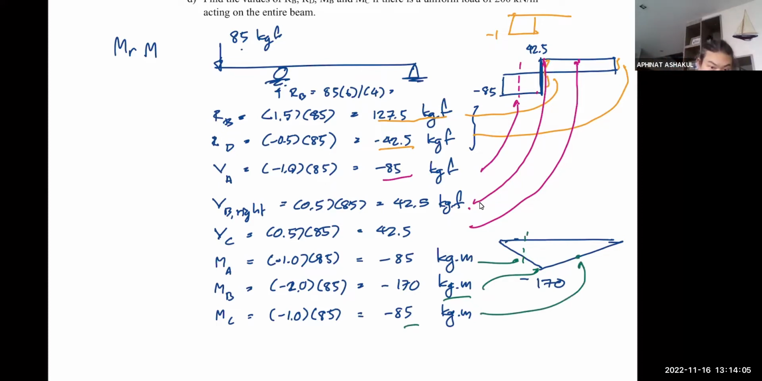See, it matches. But let's say if you have so many loads and it moves around, instead of having to go back and create the shear force diagram and bending moment diagram for each case, we can just use the influence line to obtain the values right away. Is there any question?